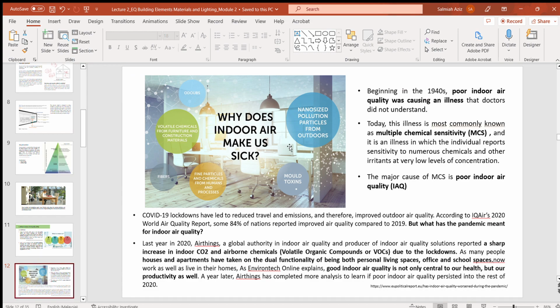So this is the same thing as well. Why does indoor air make us sick? It is odors, volatile chemicals from furniture and construction materials, fibers, fine particles, and chemicals from humans and processes, mold toxins, and nano-sized pollution particles from outdoors as well. Okay, alright.